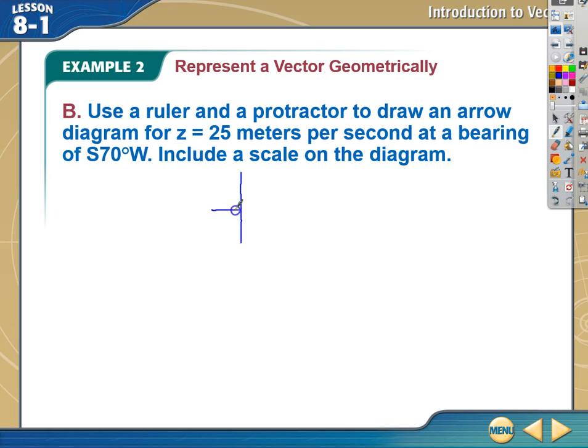my angle. So here's north, there's south. I want 70 degrees west, here's west. So here's my 70 degrees. Oops, that's not even close. Here's south. 70 degrees west of south. So you're at south, I go 70 degrees. That whole thing is 70 degrees. And there's my vector right there. I started there. There's my head. It's 25 meters per second. I'm just going to label it Z because I'm short on room. But what I am going to say is my magnitude of Z is equal to 25 meters per second.